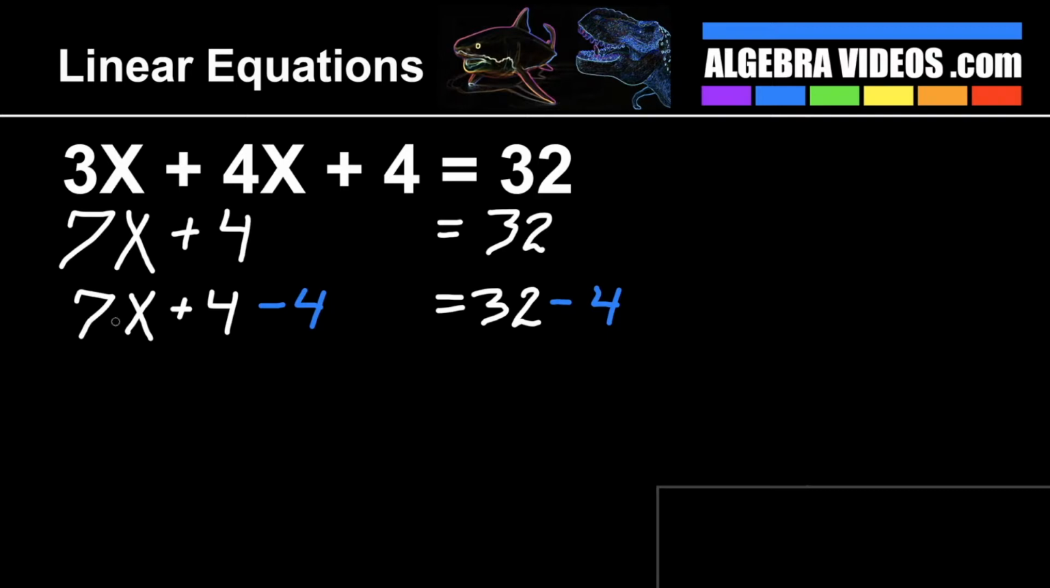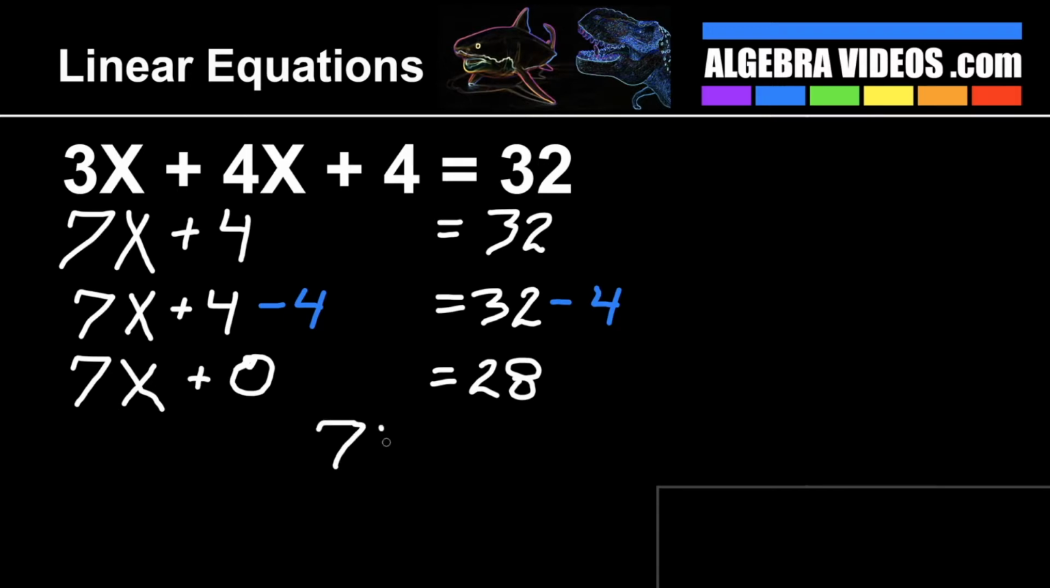So now continuing, we'll just rewrite the 7x. Nothing changed there. But then plus 4 and minus 4, that simplifies to really 0, right? I don't even need to say anything, but just to drive home the point, I'm going to write a plus 0 here. So 7x plus 0 is equal to, on the right side, 32 minus 4 is 28. So now it's getting a lot simpler. I'm just going to say, instead of 7x plus 0, I'm just going to say 7x equals 28.